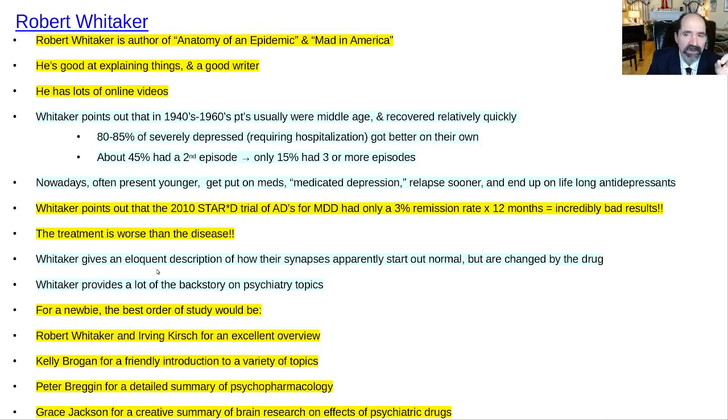And Irving Kirsch, a really smart guy, did the epidemiology comparison with the placebo studies. Brogan points out the same thing, and Whitaker points out the same thing. The more a person gets medicated for this, the more likely it's going to be a chronic problem with relapses, recurrences, and potentially lifelong staying on a medicine. So sometimes, if somebody's at real high risk of suicide, they might need to be hospitalized and observed closely, but taking the pills would be a last resort from what I can tell.